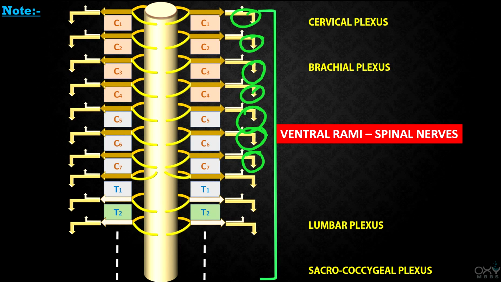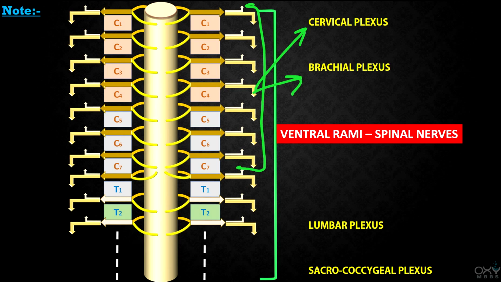Spinal nerves of different regions are named differently: the spinal nerves of the neck region are called cervical nerves, spinal nerves of the thoracic region are called thoracic nerves. Similarly, the abdominal region has lumbar nerves, and the pelvic region has sacral and coccygeal nerves. Now friends, these ventral rami of the cervical region form the cervical plexus and the brachial plexus, and ventral rami of the abdominal and pelvic region form the lumbar plexus and sacrococcygeal plexus.